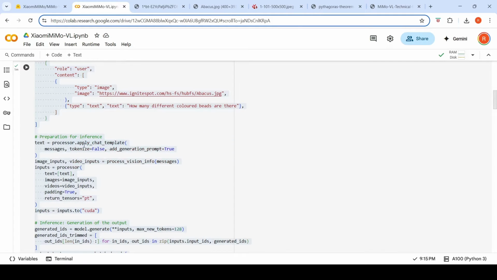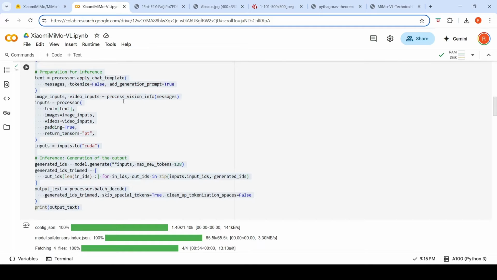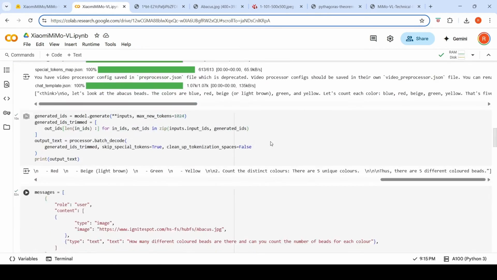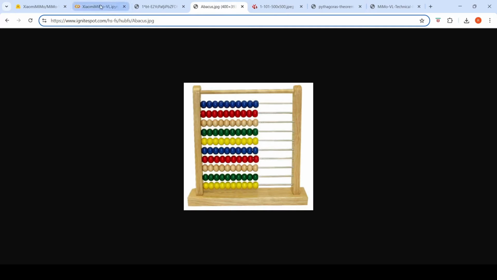Then we apply the chat template on these messages, the processor processes it, and then we give it to the model and generate our output. If you look at the output, we are generating max new tokens of 128, and it says there are 5 different colored beads. The 5 unique colors are green, yellow, beige, red, blue, which is correct.